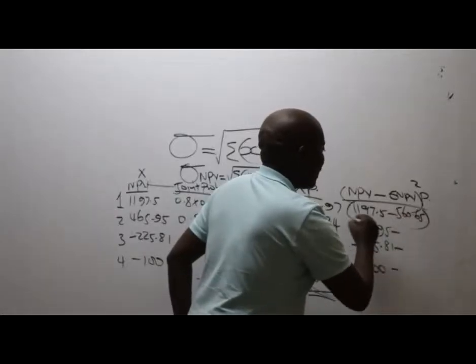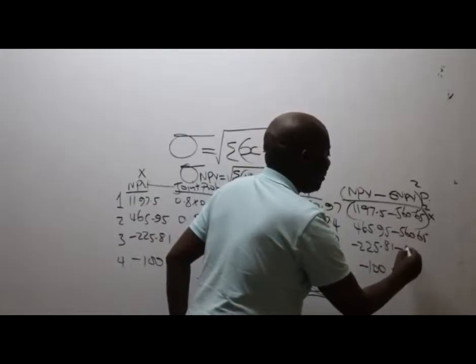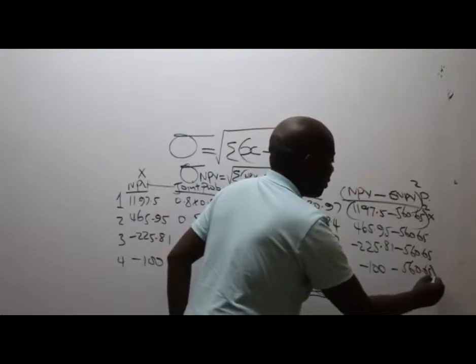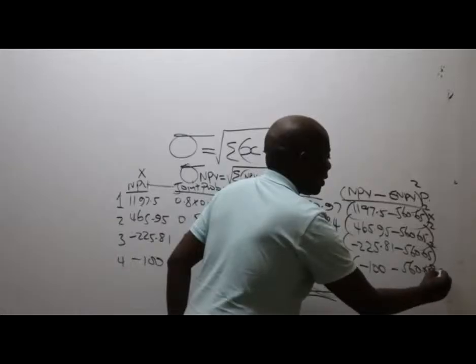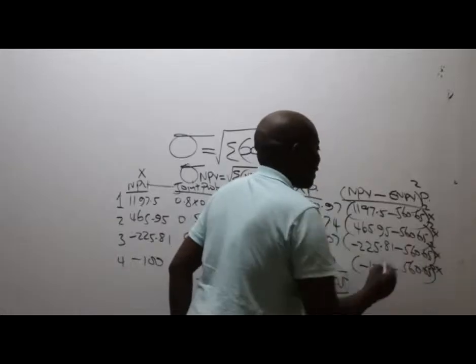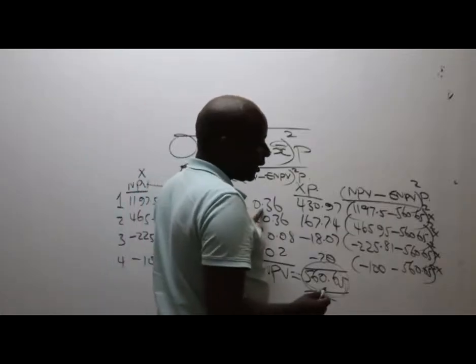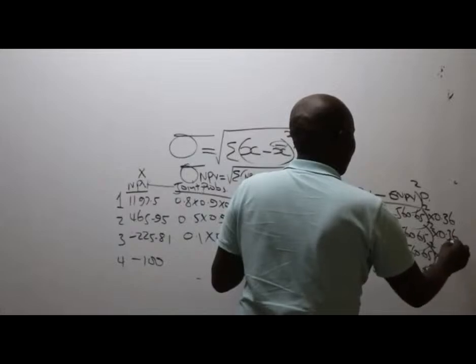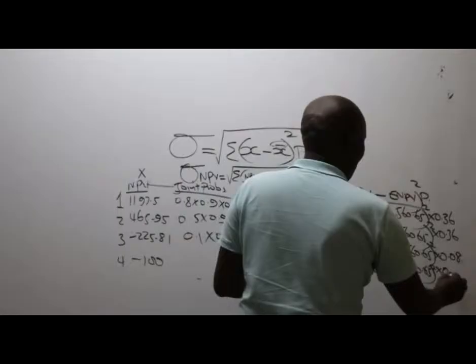So this one is supposed to be 560.65. I'll have to square it, times the probability. 560.65 will be applicable all through. You square, times now the probabilities. And the probabilities have been given. You remember the joint probabilities, these ones here: 0.36, 0.36, 0.36, 0.08, 0.2, like that.